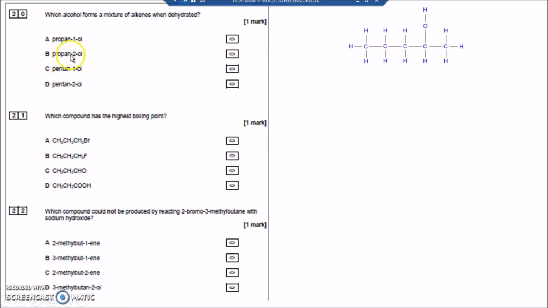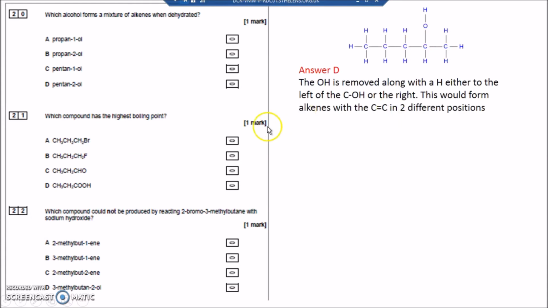If it's propan-2-ol, then because it's a very short chain, essentially I'd be making the double bond to the left or the double bond to the right on a 3-carbon chain. I'd end up with propene either way. So my answer is answer D.